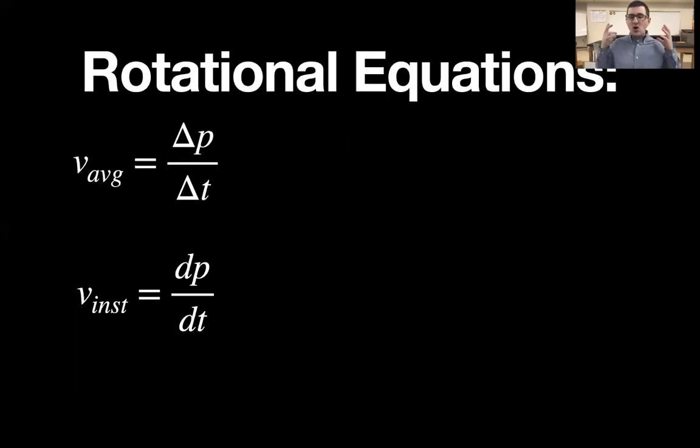Let's think back all the way to Unit 1. How do we figure out just linear velocity? Well, that was change in position over change in time to find the average, or the derivative of position with respect to time to find the instantaneous. The same is going to be true for the rotational unit.